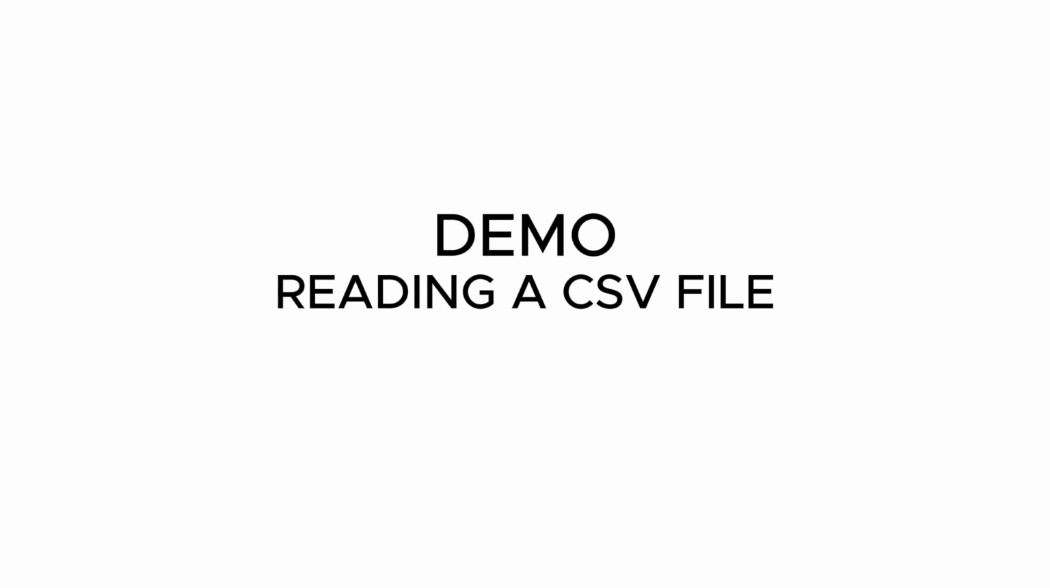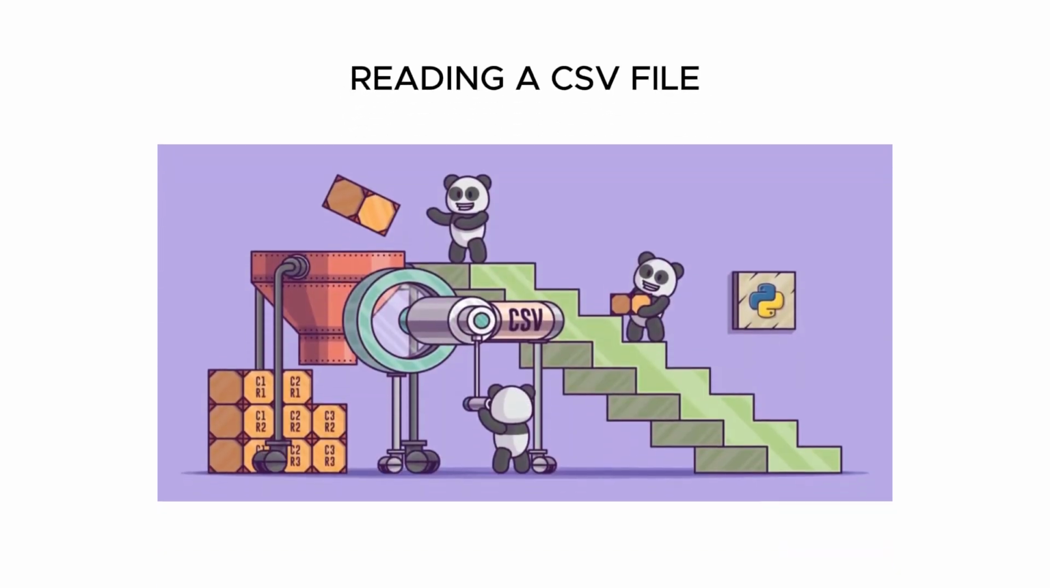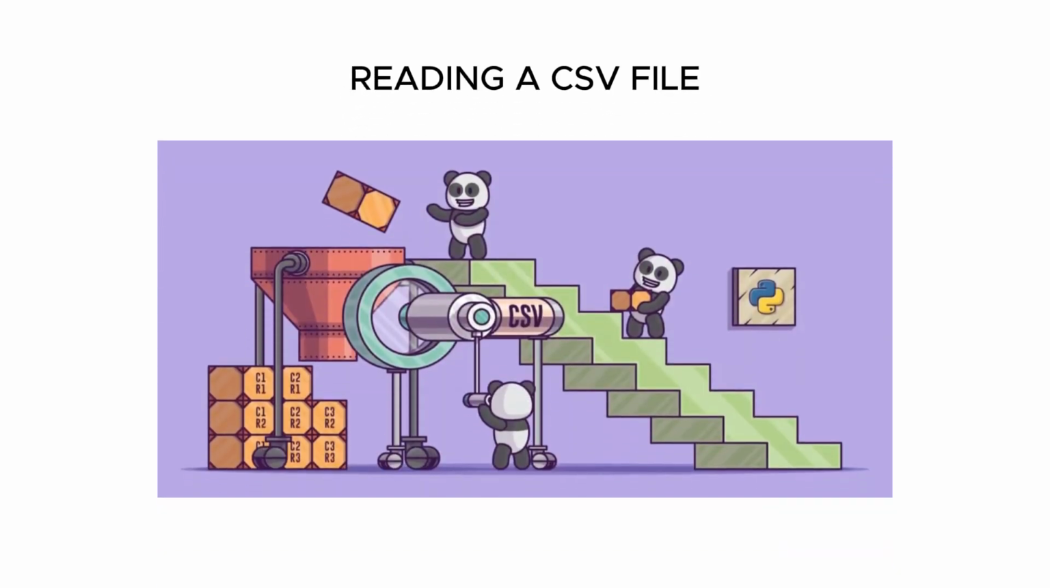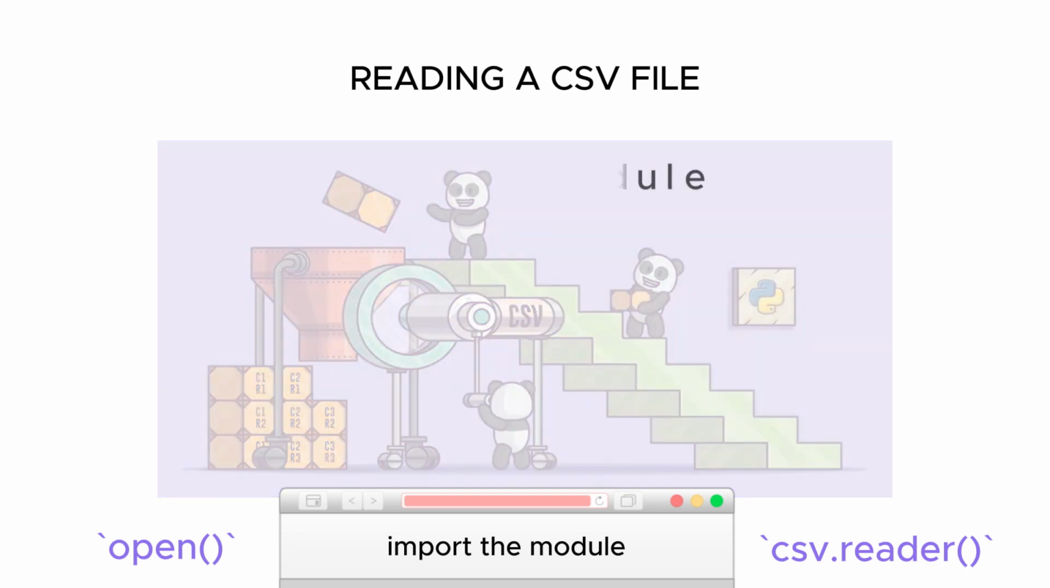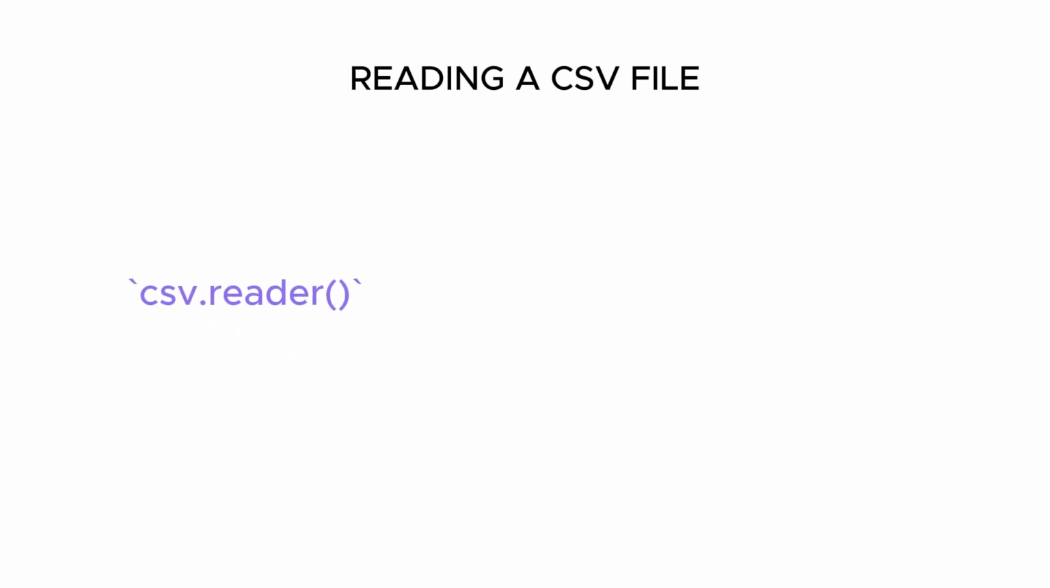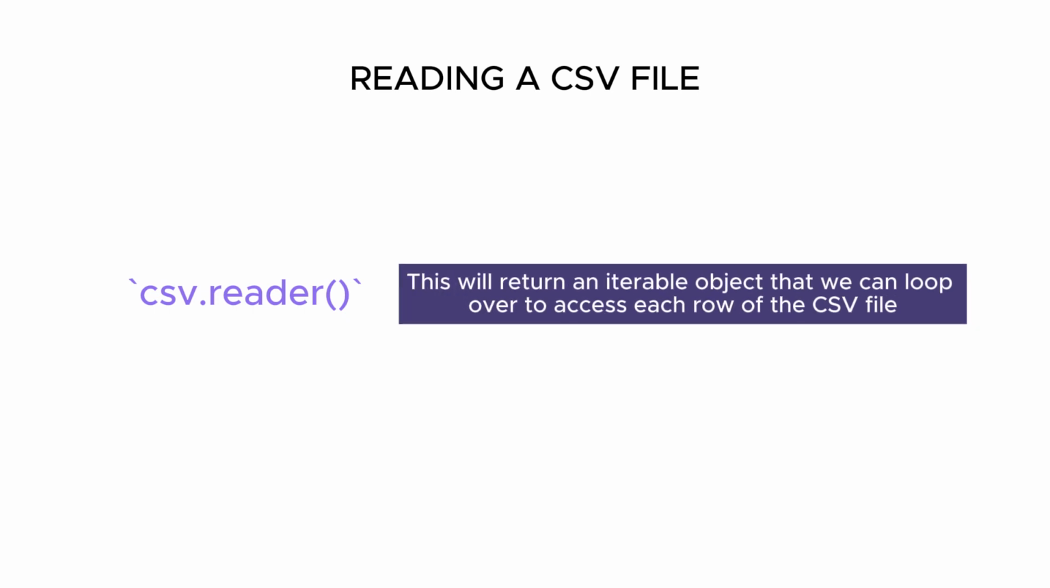Demo. Reading a CSV file. To read a CSV file in Python, we can use the CSV module. We first need to import the module, then open the file using the open function. We can then use the CSV reader function to read the contents of the file. This will return an iterable object that we can loop over to access each row of the CSV file.